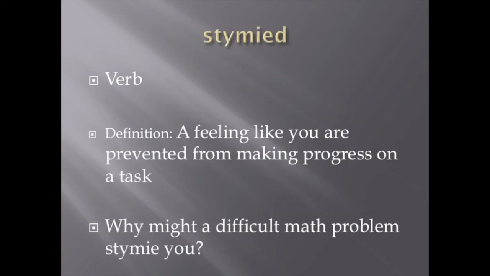The next word on the list is stymied. Stymied is a verb or action word in a sentence. Let's take a look at the definition. Stymied means a feeling like you are prevented from making progress on a task. You could use the word stymied in a sentence this way. You might be stymied while typing a paper if your computer crashes. Think about this question. Why might a difficult math problem stymie you? Write your response on your vocab sheet.